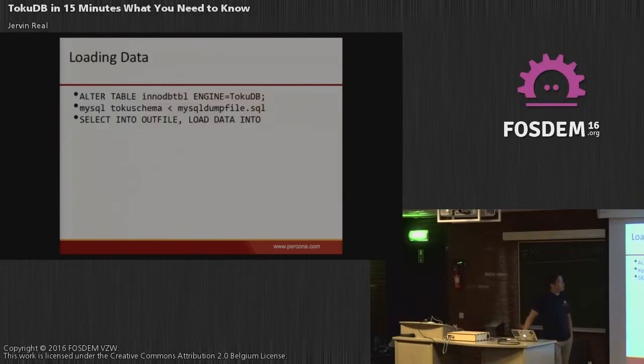When loading data, you don't want to ALTER TABLE from InnoDB to TokuDB. That would be very slow. You also don't want to import an SQL file into a TokuDB table. That would still be very slow. You'd want to use SELECT INTO OUTFILE if you have an existing InnoDB table. Select that INTO OUTFILE to a CSV and load that back with LOAD DATA INFILE.